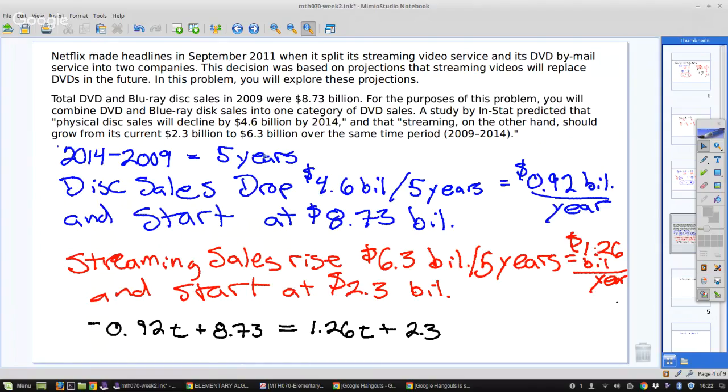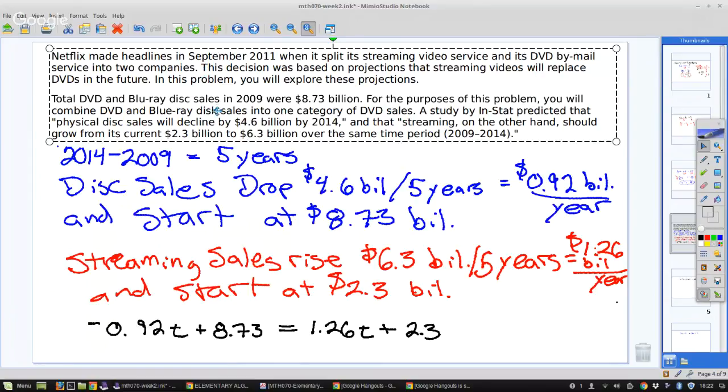Now here, I'm going to skip my analysis of this problem and just talk about the problem and how I'm going to solve it. So Netflix back in 2011 made headlines when it separated the streaming service from the DVD service. So I used to have Netflix, and back in 2010, for example, I paid $7 a month and I could stream all the movies, 2 DVDs a month, which was pretty awesome.